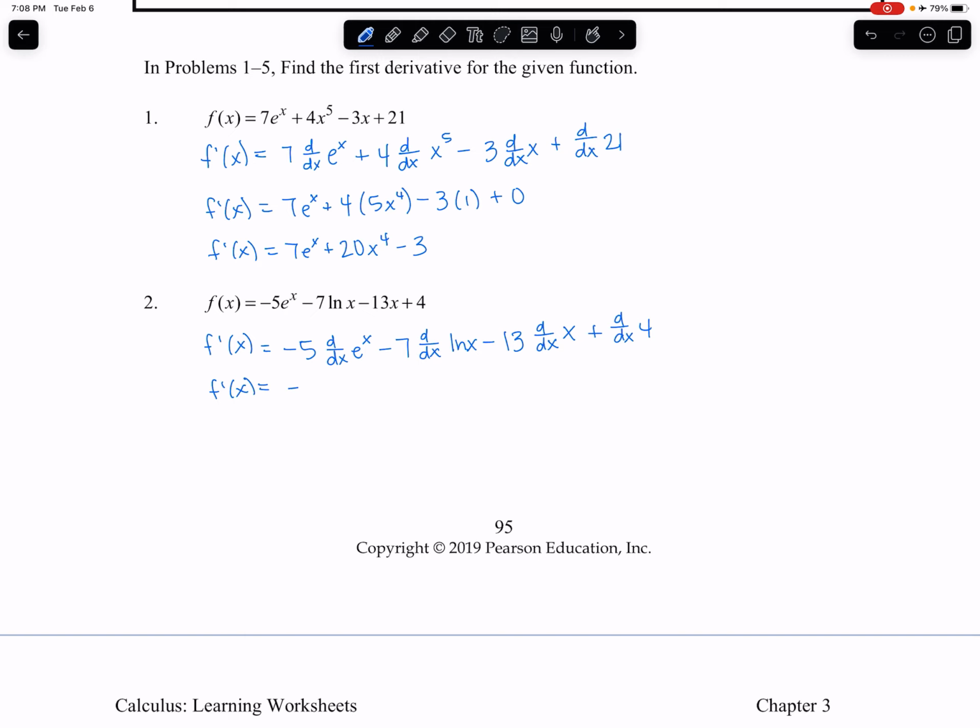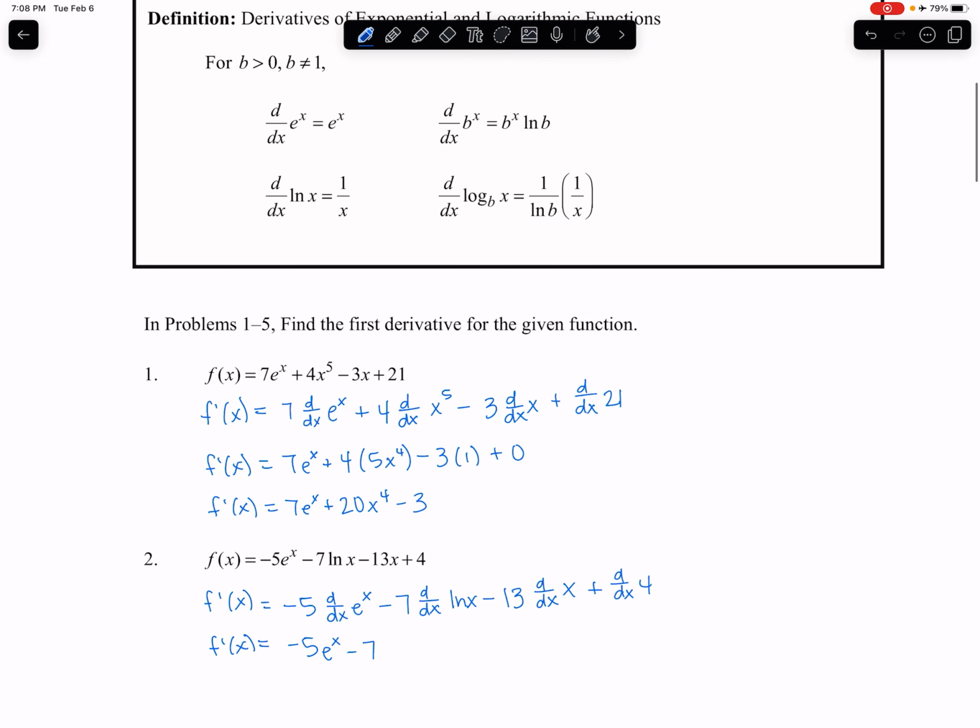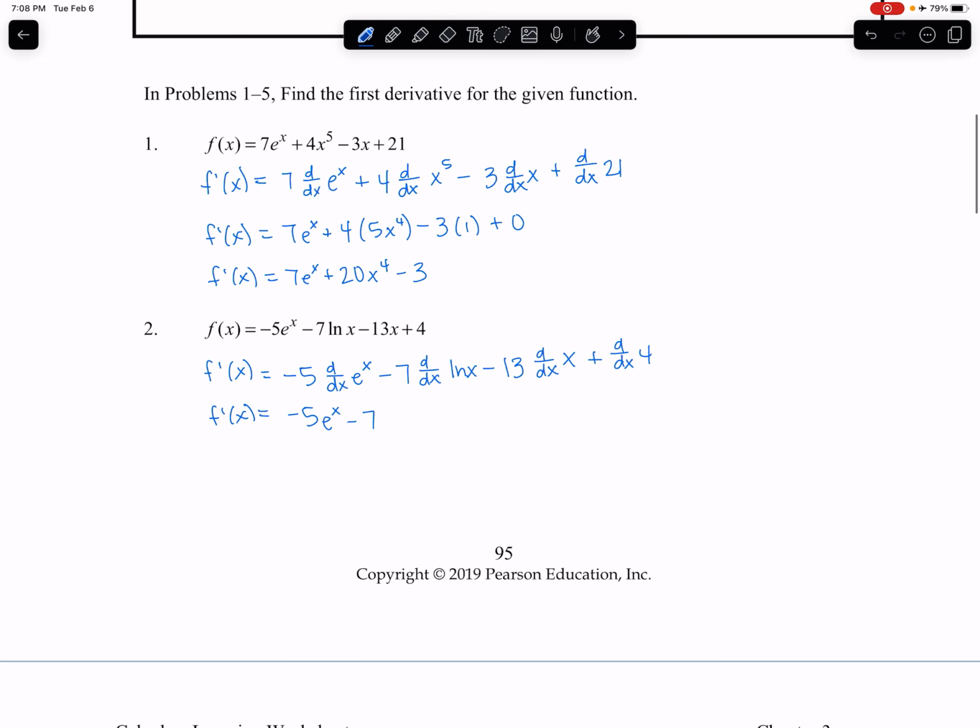This will give us negative 5. The derivative of e to the x is itself, e to the x, minus 7. The derivative of natural log of x is 1 over x, minus 13. The derivative of x is 1, and the derivative of 4 is 0. So let's clean this up. Negative 5 e to the x minus 7 over x minus 13.